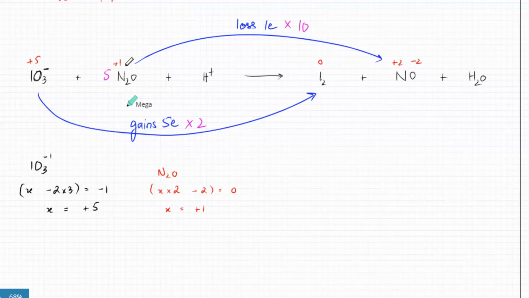So 5 N2Os, that's 10 nitrogens. And there are going to be 10 nitrogens over here as well, so that's 10 NO. And iodine needs to be multiplied by 5. There should be 2 iodines, so multiply this by 2. And over here, there are 2 iodines already.